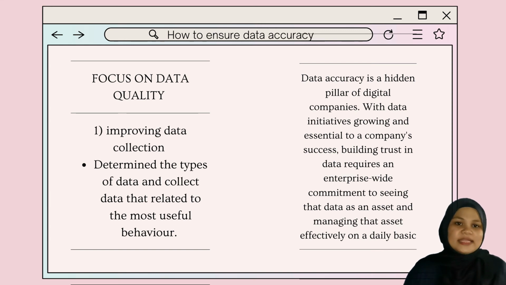Data accuracy is a hidden pillar of digital companies, with data initiatives growing and essential to companies' success. Building trust in data requires an enterprise-wide commitment to seeing the data as an asset and managing the asset effectively on a daily basis.